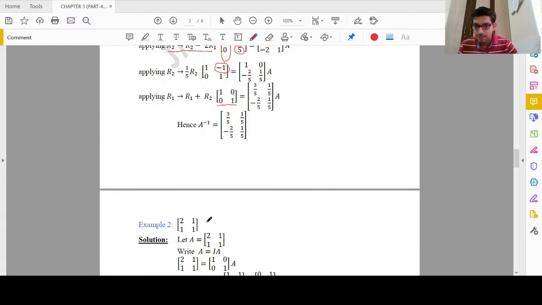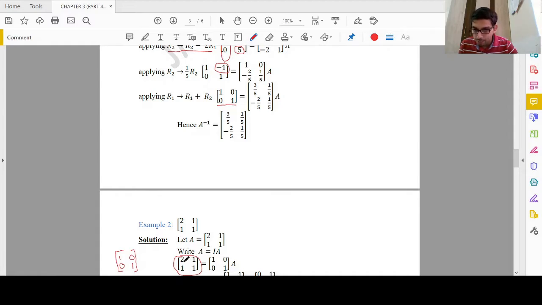Now we will go to the second example. So here again a 2 by 2 matrix, 2 1 1 1. So I am using row transformation. So A equal to IA. So I started with A equal to I. You can follow a simple algorithm. That means we want to get identity matrix on the left hand side, that is this should be converted to identity matrix. So we have to get 1 0 0 1 on the left hand side.